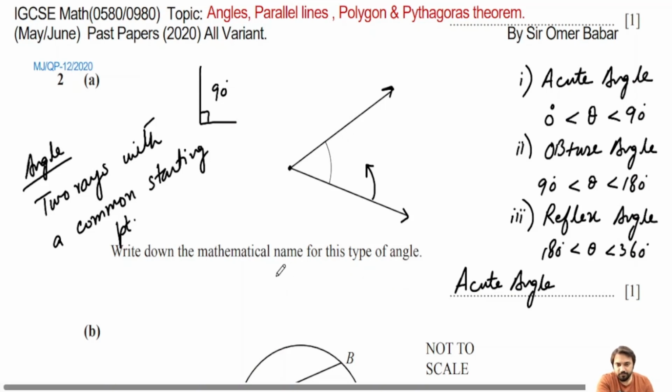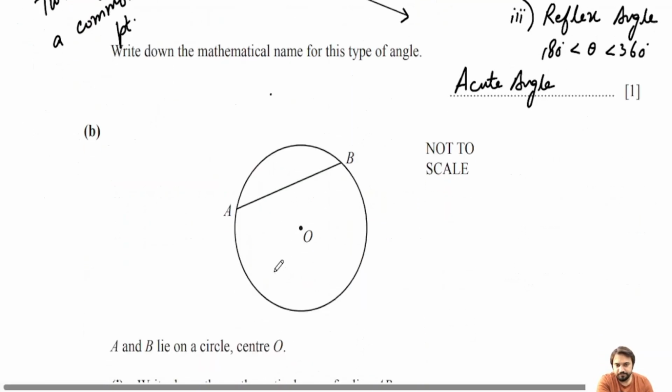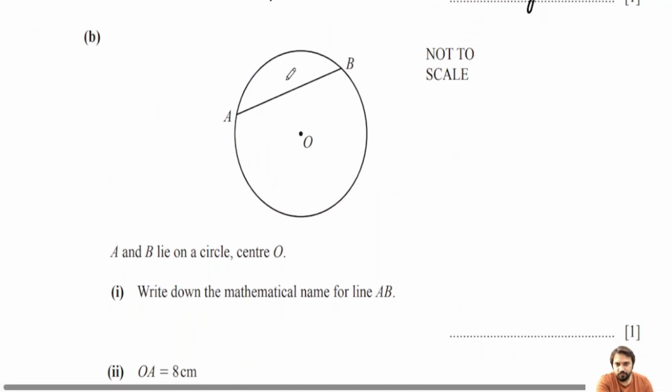Now in part B, we have a circle and AB is a chord. A and B lie on a circle with center O. Write down the mathematical name for the line AB. I have just told you AB is a chord. If this chord passes through the center of a circle, then that chord is known as a diameter. But right now we have this chord only. So what is the mathematical name of this AB? This is a chord.